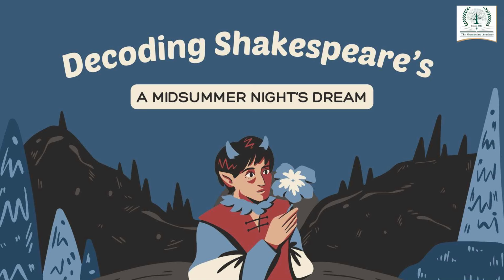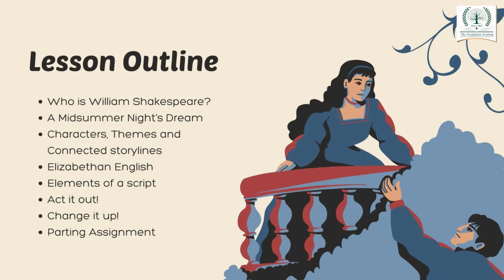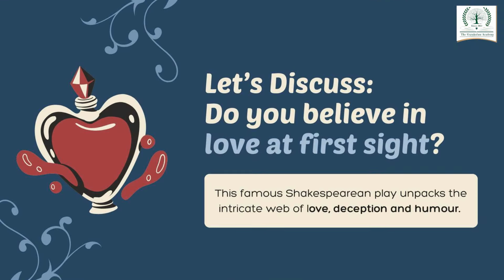Decoding Shakespeare's A Midsummer Night's Dream. Lesson outline. Who is Shakespeare? A Midsummer Night's Dream: characters, theme, and connected storylines. Elizabethan English. Elements of a script. Act it out. Change it up. Parting assignment: let's discuss, do you believe in love at first sight?